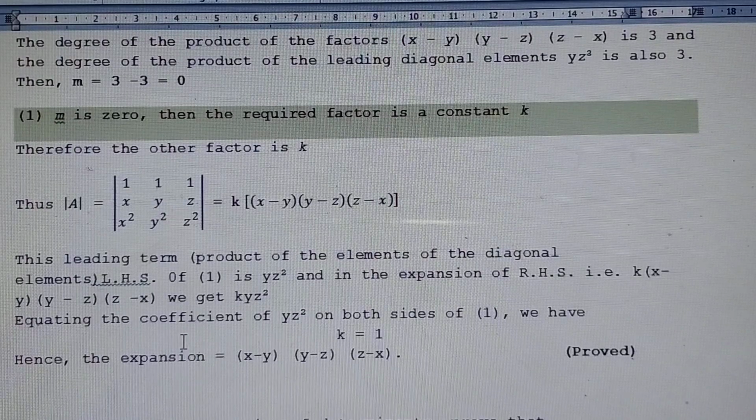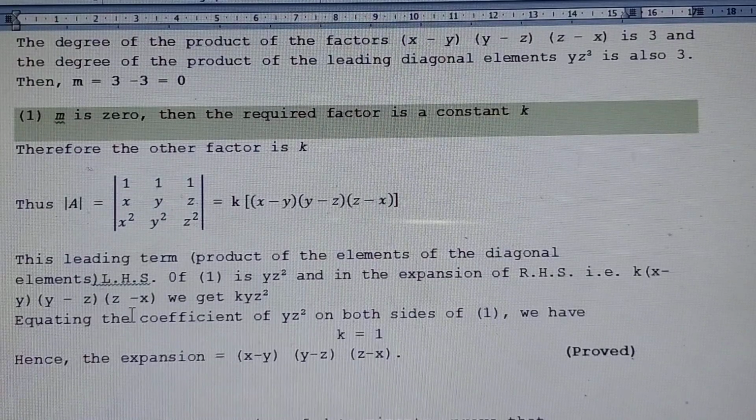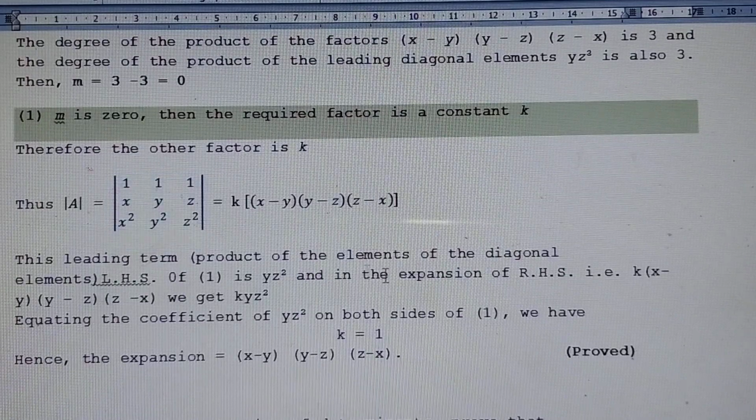So, kapag in-equate natin yung both side dito sa RHS at saka sa LHS, yung nakuha natin kanina na diagonal, ito yon. At saka yung factor natin dito, yz squared equals kyz squared. So, ang k, ang kalalabasan niyan ay 1.